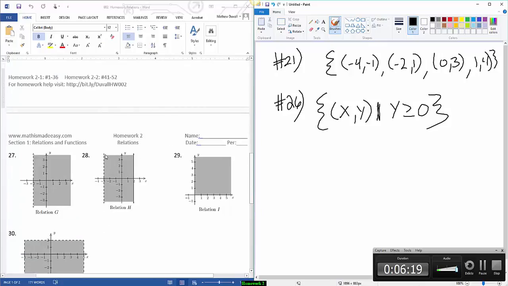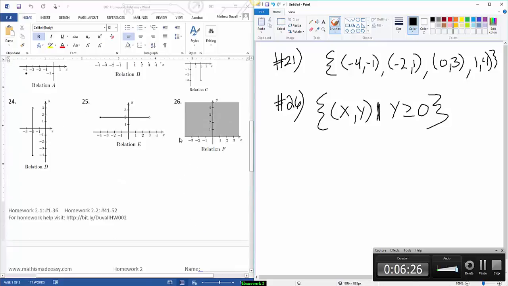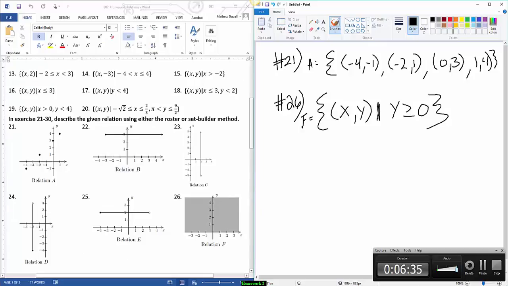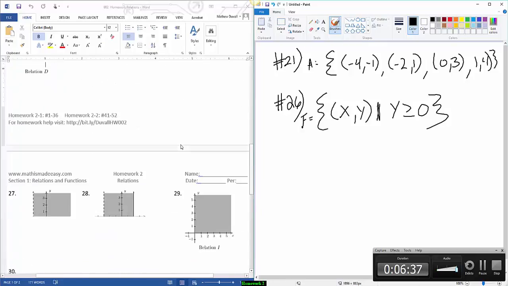If we compare it to this one, see how that one's a dashed line. So that one's going to have an issue there. But this one's a solid line, there's no dashed line, and so we can do that. So the relation F equals that. For this one, I could have said the relation A is that, the set A.